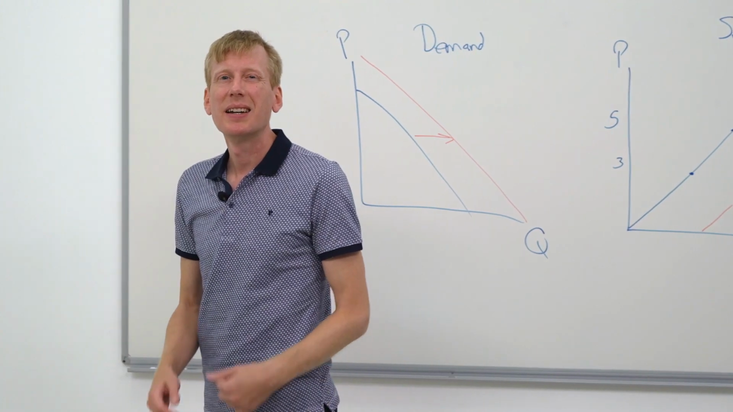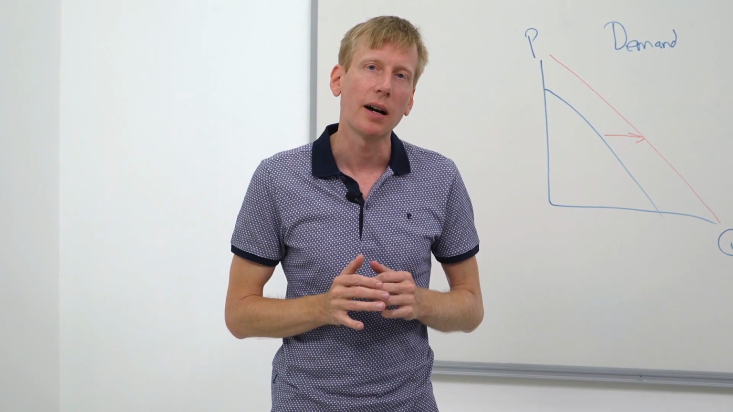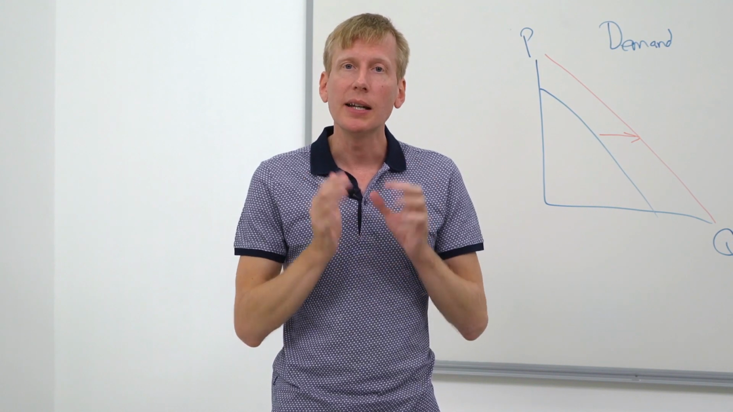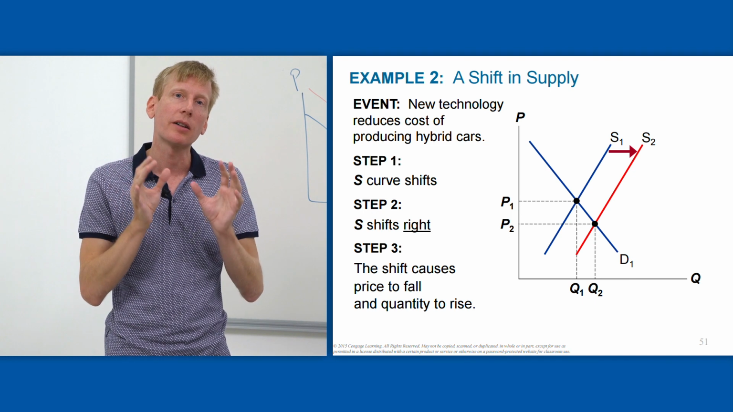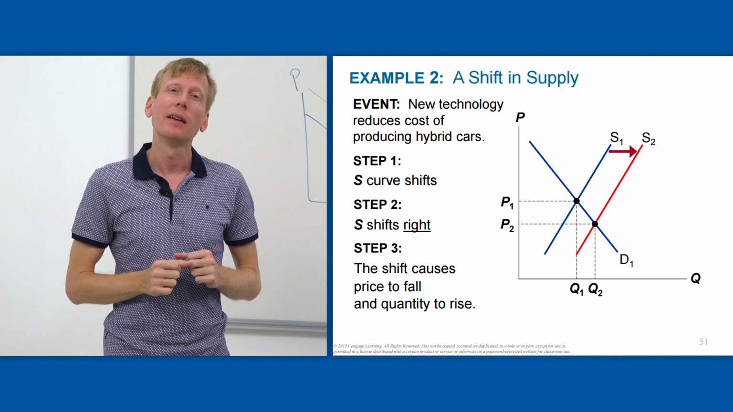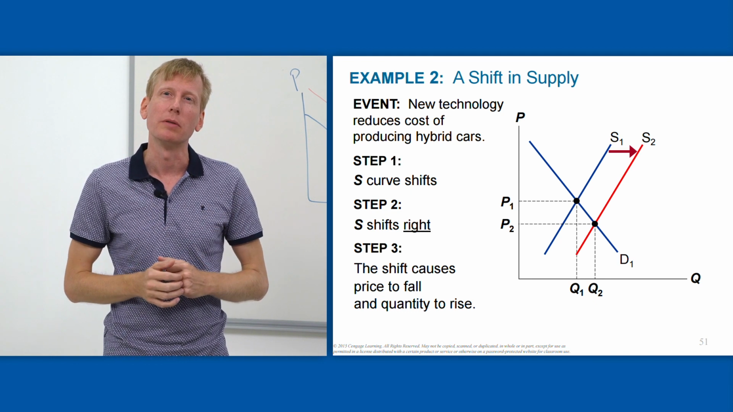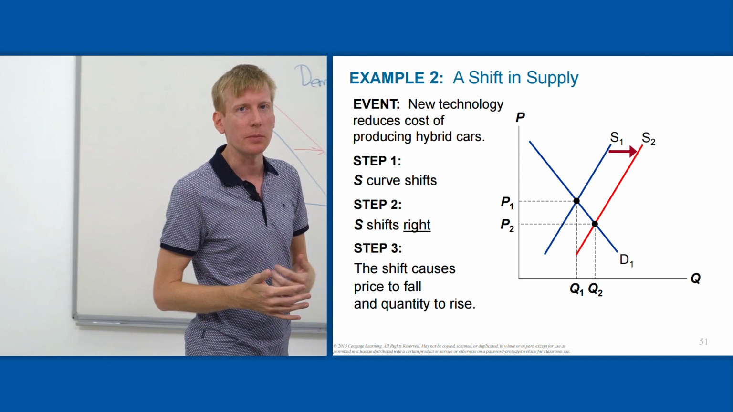Now next, suppose we look at the same market. Suppose our market is the market for hybrid cars, and now we want to look at a different event. Suppose we have an increase in technology, an improvement in technology in production of hybrid cars. So there's a specific kind of battery that hybrid cars need, and that battery has become cheaper to produce due to improvement in technology in the production process.